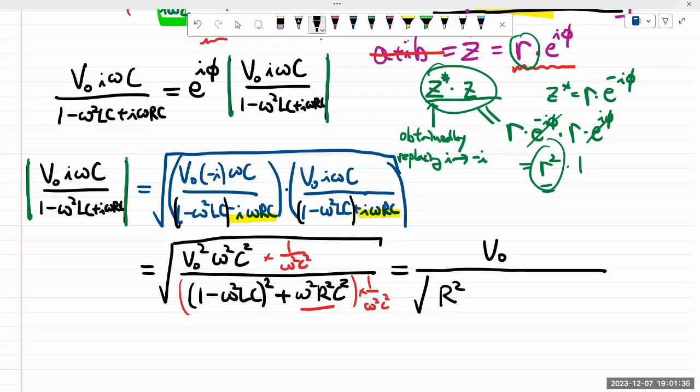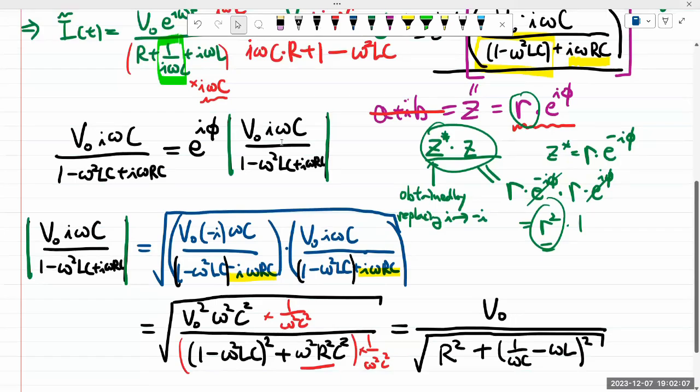And then the remaining term here I could write as plus, and this is being squared. When I bring this inside, it becomes division by omega C. So it'll be 1 over omega C minus, one factor of omega cancels, so omega L, and then C cancels, squared. So this is the result.